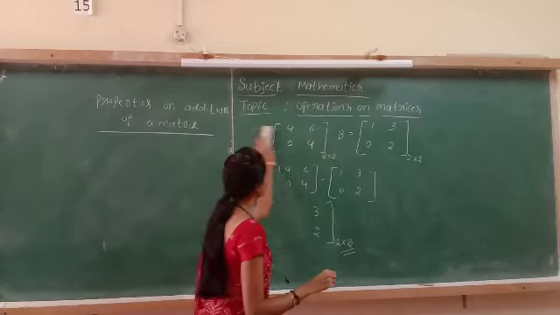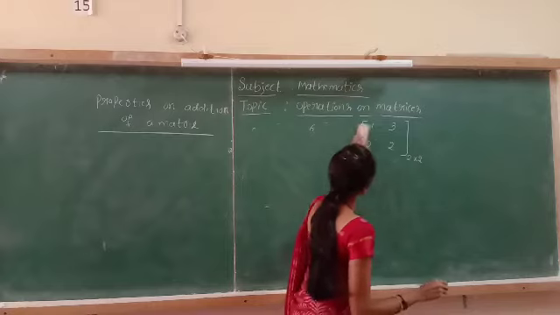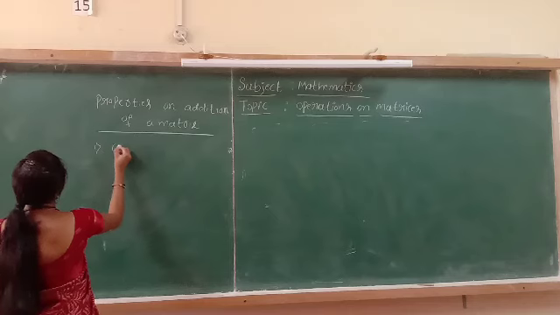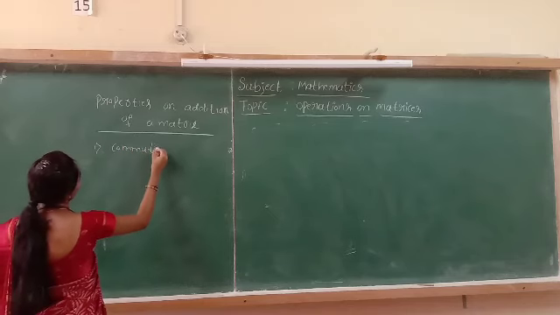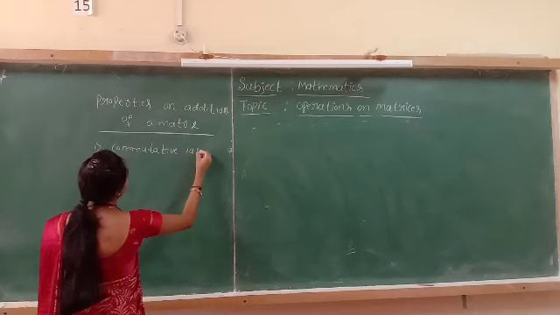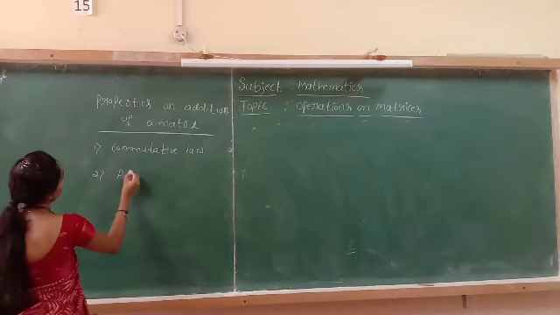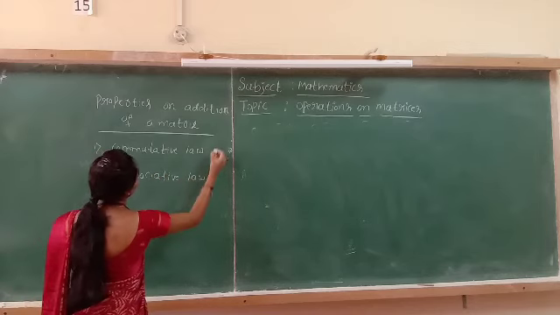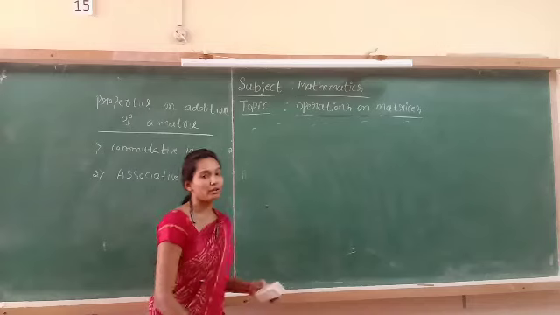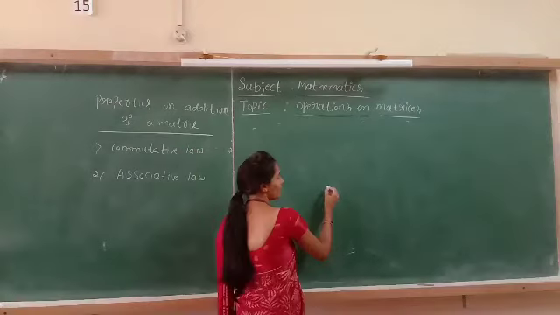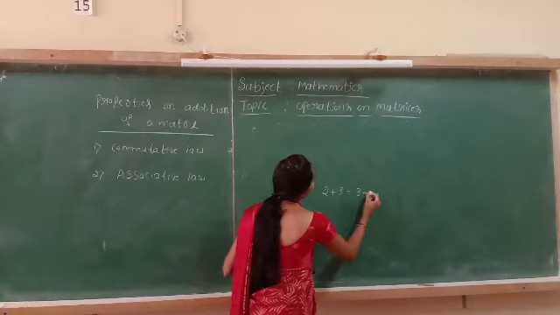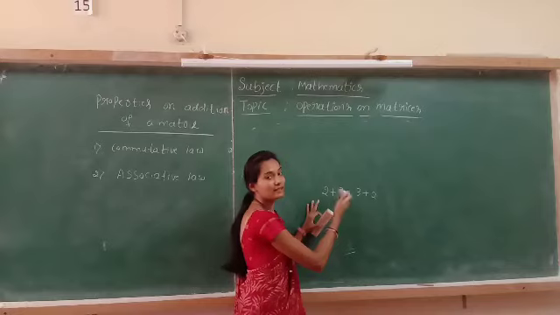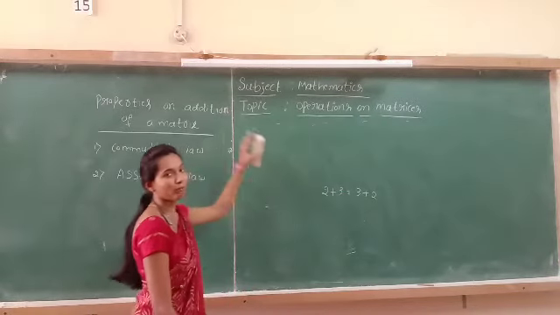So one of the properties you already know, the first property of the addition of the matrix, is commutative law. The first one is commutative law. And the second one is associative law. For numbers, you already know the commutative property. That is, 2 plus 3 is equal to 3 plus 2, because LHS is equal to RHS. This is the commutative law for numbers. So this can be generalized for matrices also.